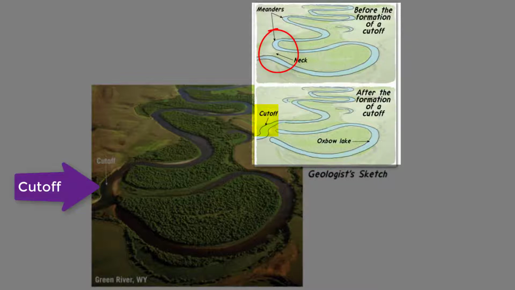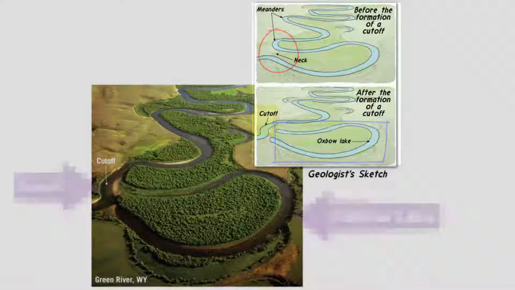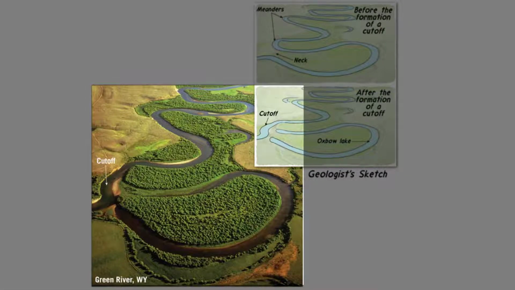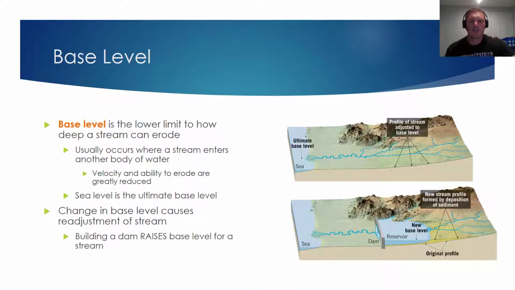After the formation of a cutoff, what you'll have is an oxbow lake, which is a horseshoe-shaped water structure that's now isolated from the stream. The aerial picture shown from Green River, Wyoming is a great depiction of both a cutoff that had formed and an oxbow lake. When talking about erosion, we also have to mention what's known as base level. Base level is the lower limit to how deep a stream can erode.